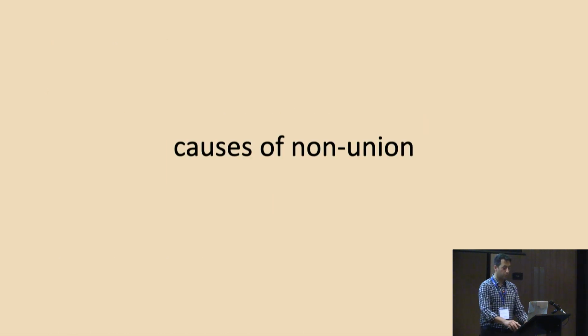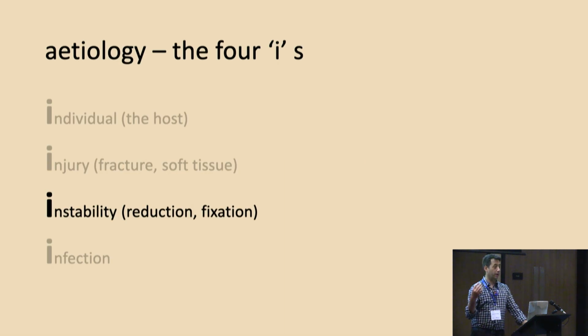So just very briefly reflect, because this is coming up again later, there are in my mind four principal etiologies, the four I's that can cause a non-union. To me, it's the instability, it's the mechanical side of things, the strain element that I think we should focus on first and foremost.